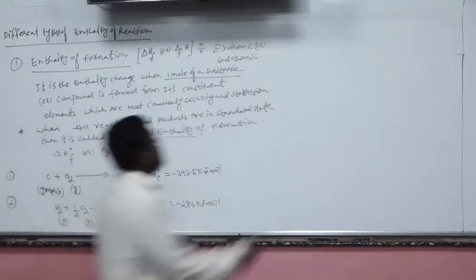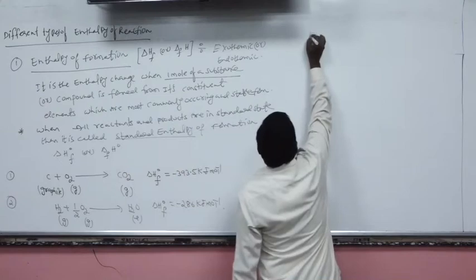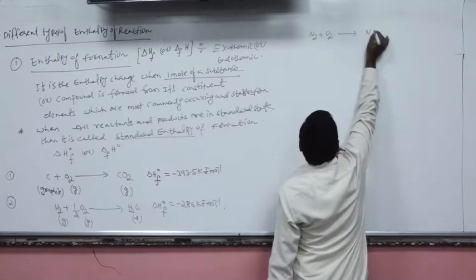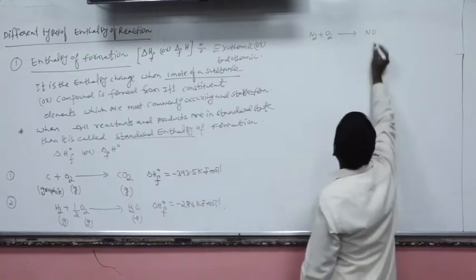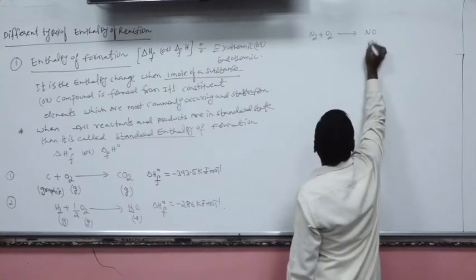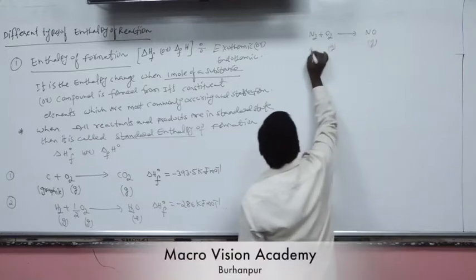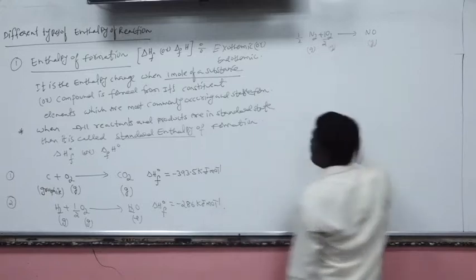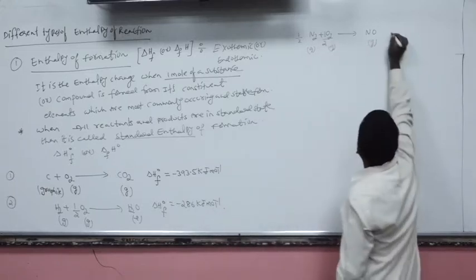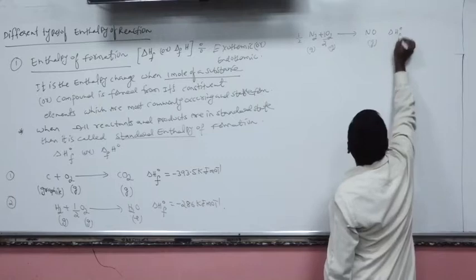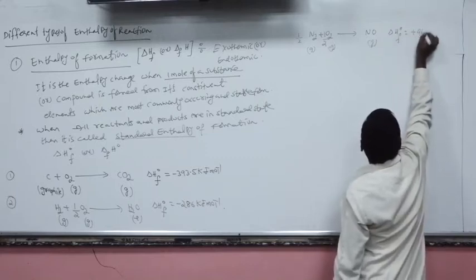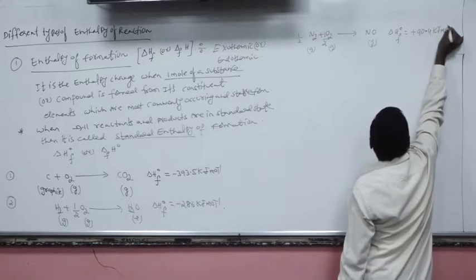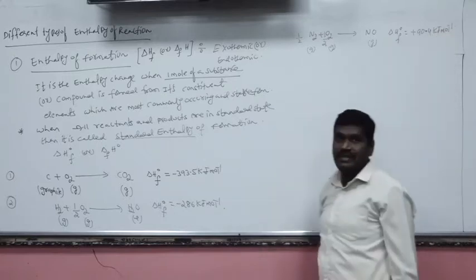Now, nitric oxide is prepared from the elements nitrogen and oxygen. So here I have to prepare 1 mole of nitric oxide. So what I am doing here, I am taking 1/2 N2 and 1/2 O2 so that I will get 1 mole of nitric oxide. Now the standard enthalpy of formation is plus 90.4 kilojoule per mole. Isn't it?